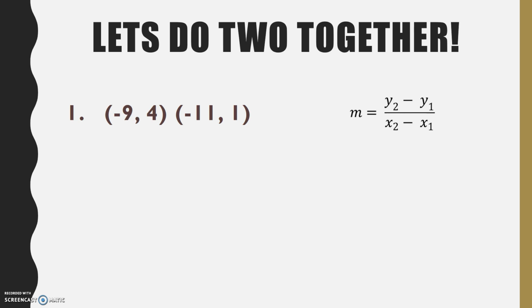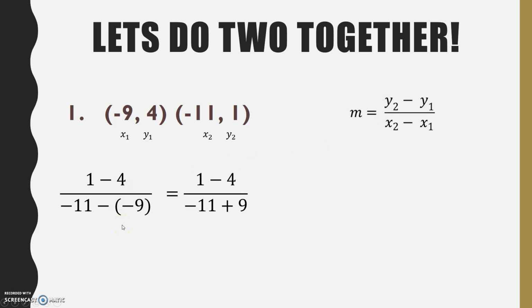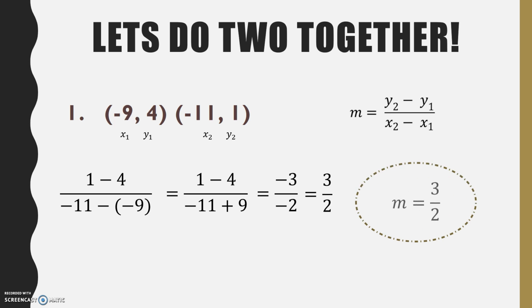So I have the points (-9, 4) and (-11, 1). I'm going to identify one point as x1, y1, and I'm going to identify the second point as x2, y2. I'm going to take those values and substitute them into my slope formula. So when I subtract the y's, up top will be 1 minus 4, and at the bottom will be negative 11 minus negative 9. These two negatives in the denominator of the fraction make it a plus 9. So when I simplify that, I end up with negative 3 over negative 2, which is two negatives, so essentially I have a positive 3 halves. So the slope of the line is 3 halves.